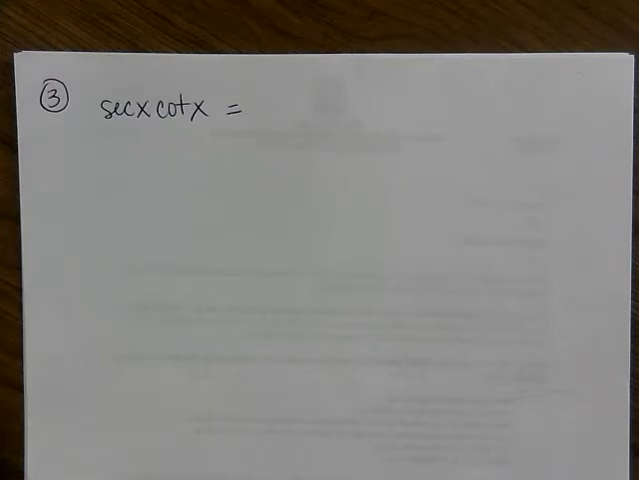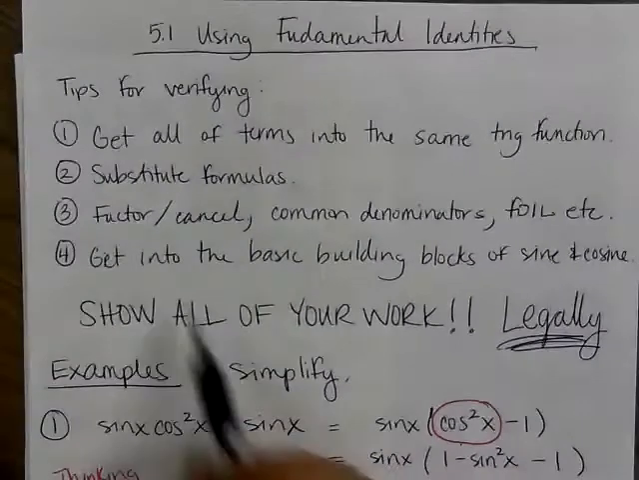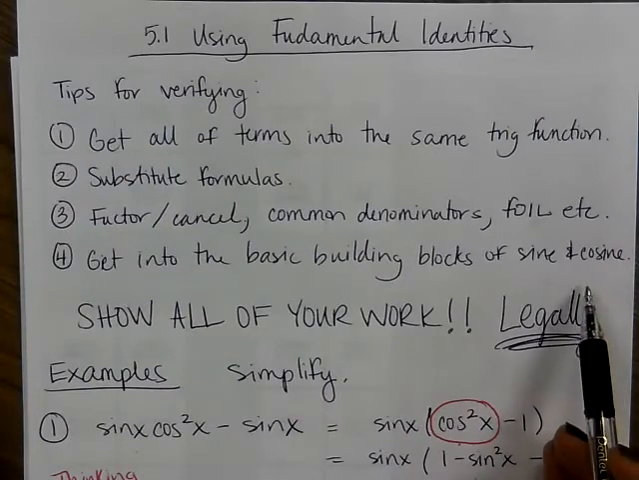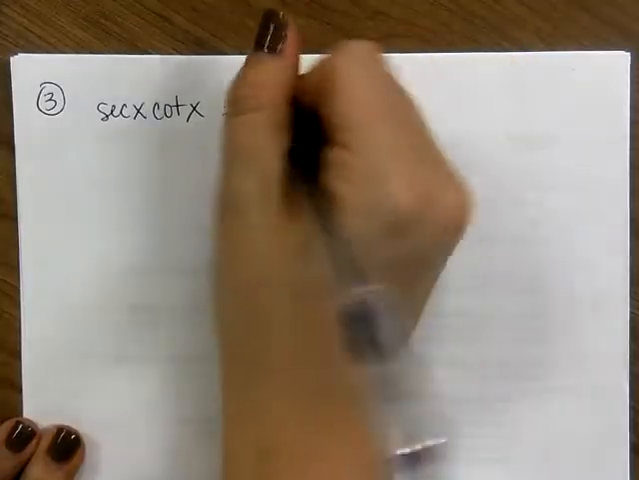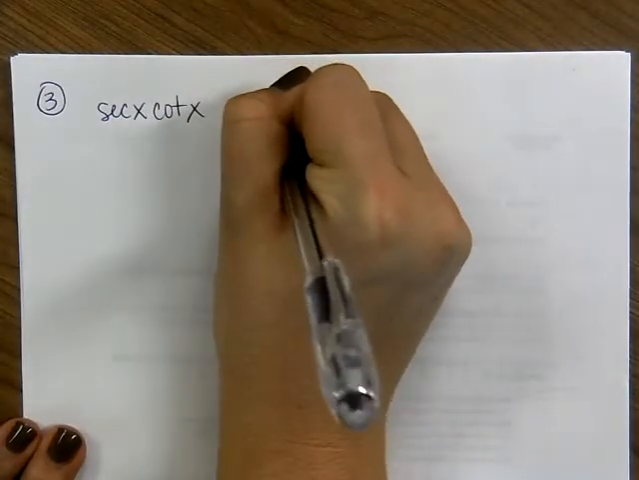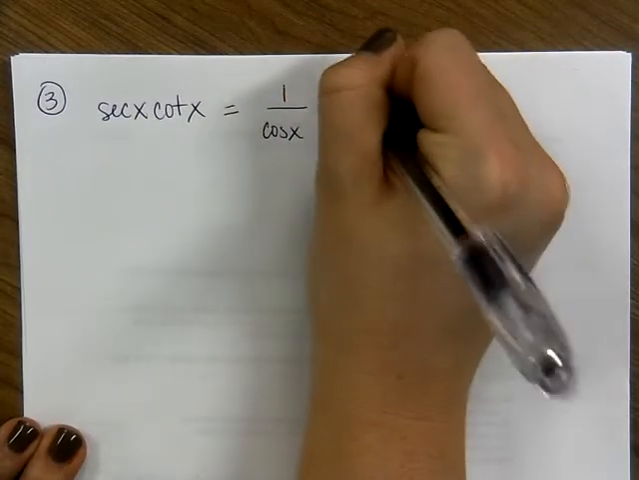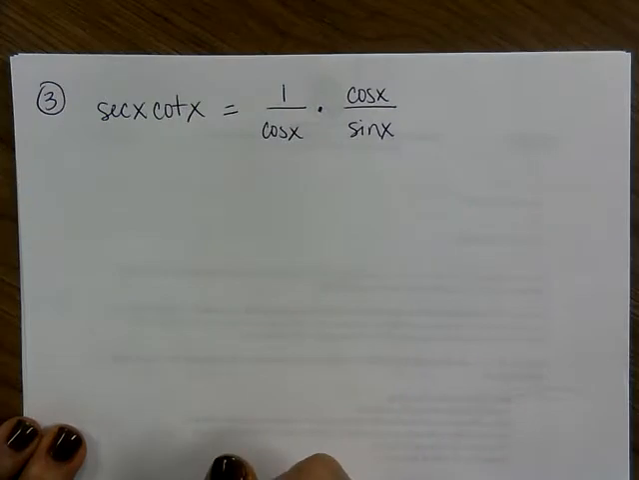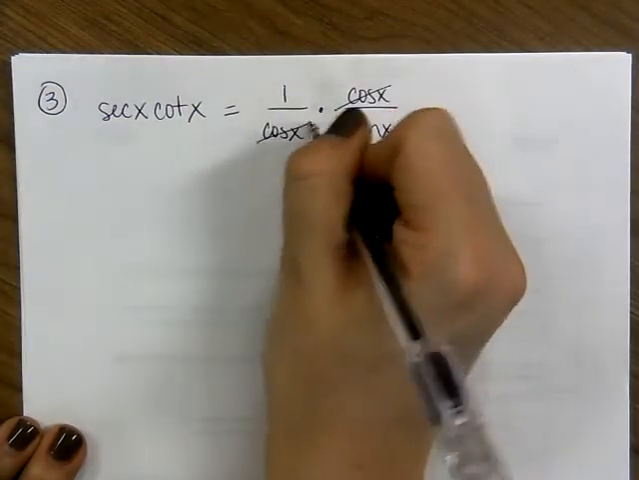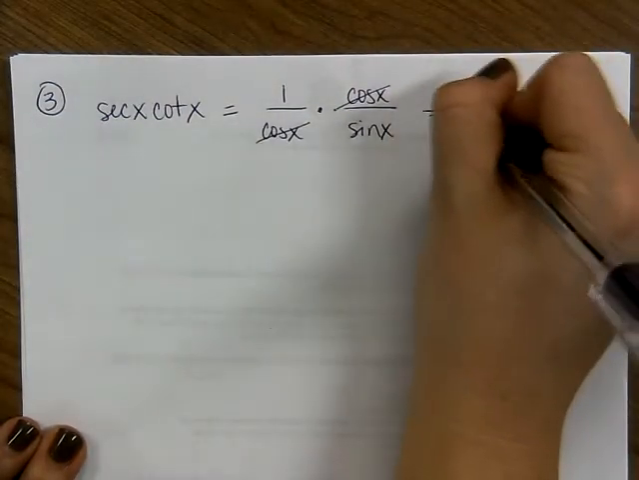Very good. Okay, so here's the deal. Remember, one of those tips that I gave you was you can try to get it into the basic building blocks. If it doesn't look like there's any type of algebra step that you could take, such as multiplying or factoring, then you should try to go back to those basic building blocks, okay? So Noah's right. Secant is 1 over cosine, and cotangent is cosine over sine, okay? And now we have that canceling going on, giving us 1 over sine.